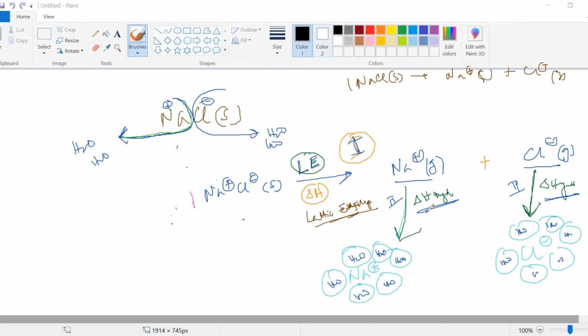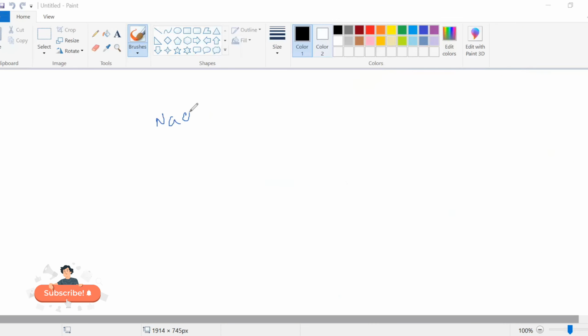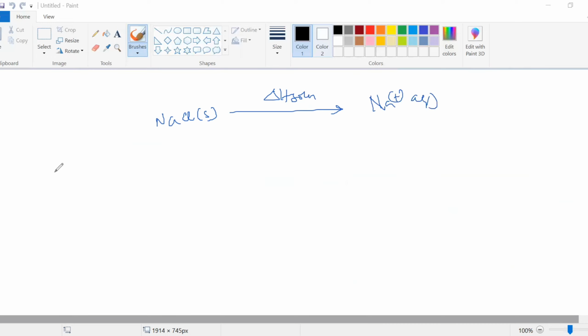This second step is called hydration enthalpy, right? This is very important: when we put an ionic compound into water, what happens? We get an equation like this. NaCl, we write the enthalpy of solution like this: Na plus Aq.